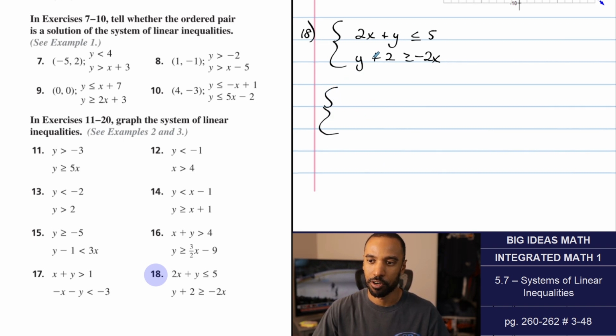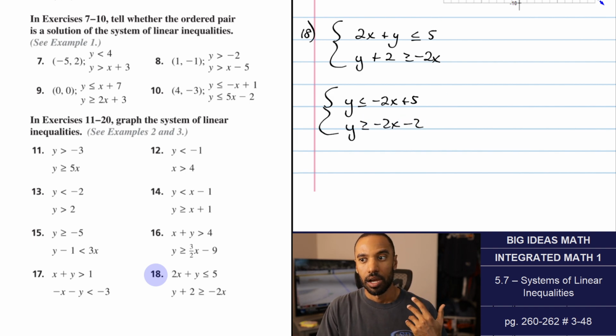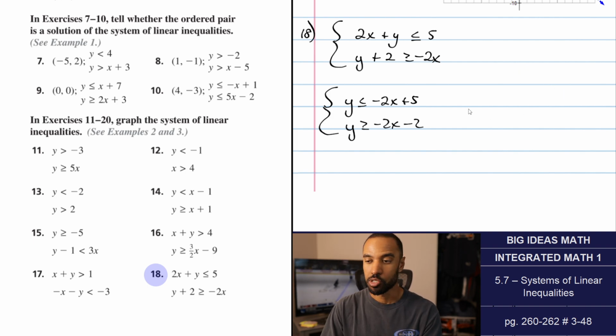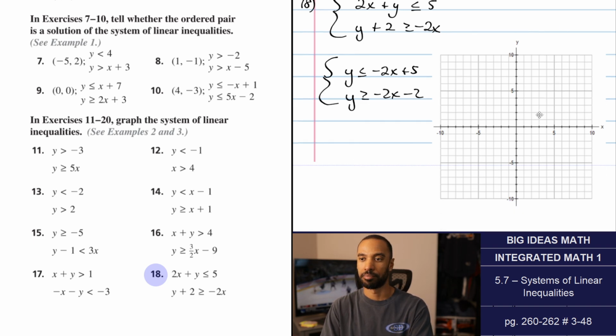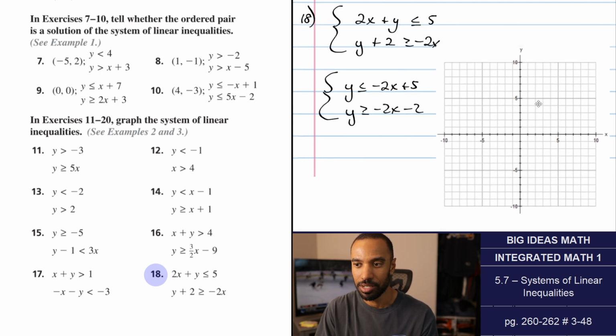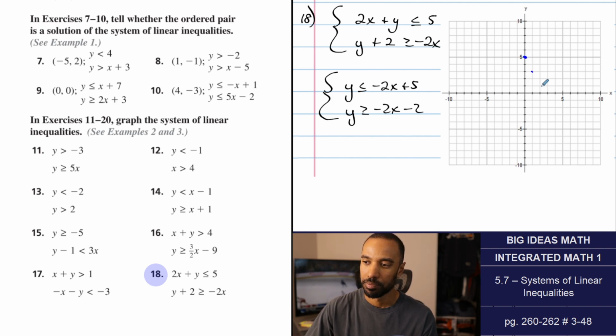I will have the first one as y is less than or equal to negative 2x plus 5. And this one, y is greater than or equal to negative 2x minus 2. Off the bat, I'm seeing that they have the same slope, so I'm curious as to whether these are no solution cases or not. Knowing what I know about these, not necessarily. These might be my favorite kind, actually. So here, the funky looking ones, plus 5 and a slope of negative 2.